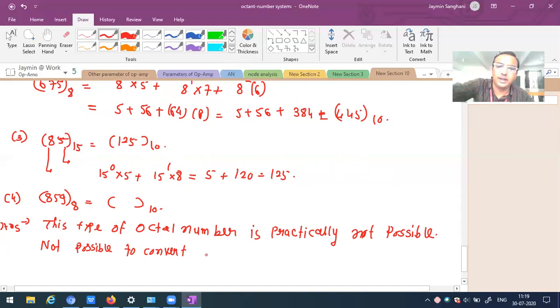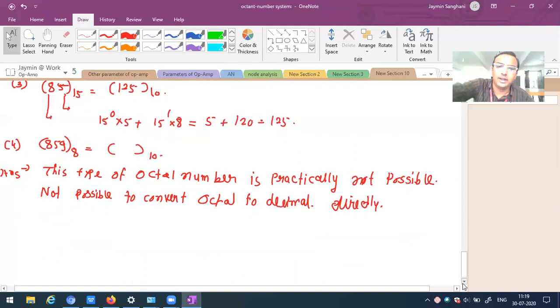Directly it is not possible to convert octal into decimal. Why? Because in octal the maximum range is 0 to 7. Minimum range is 0, maximum range is 7. Now consider the next point, fifth.